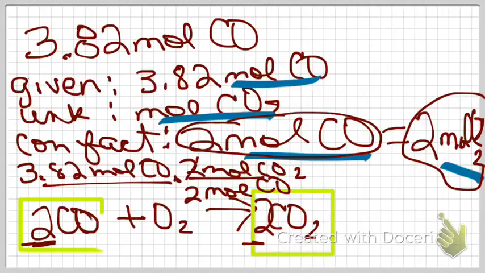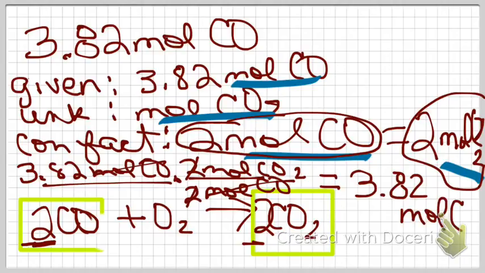Now then, since this is a 2 on top and a 2 on the bottom, they'll cancel out just like in math. 2 divided by 2 is 1, so it goes away. So I can make, and this mole of CO takes out that mole of CO, and I'm left with 3.82 mole of CO2. And now I have gone from moles of my given to moles of my unknown. So I've changed from carbon monoxide, which will kill you, into moles of carbon dioxide, which plants take in as their energy source. So this is an important thing, and we're going to continue to work with this.